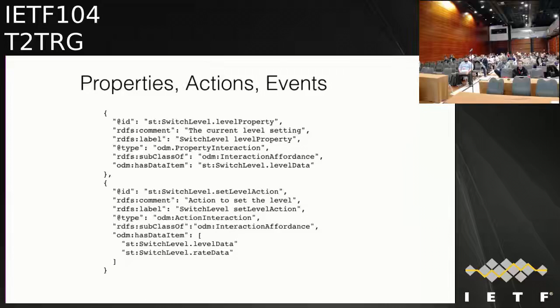So when we say add ID, that means that this thing is meant to be linkable from externally. This is a URI. It's defining where this thing is in the data space by URI. So the switch level.level property, that's a thing that I can refer to from another file, right? And it says that a level property is a subclass of affordance, and it has switch level data. It has a data item. And the same, the set level action is also an interaction affordance. It's an action type, and it has level data and rate data. So basically, with this information, the application knows what kind of data items are available. And then next slide, please.